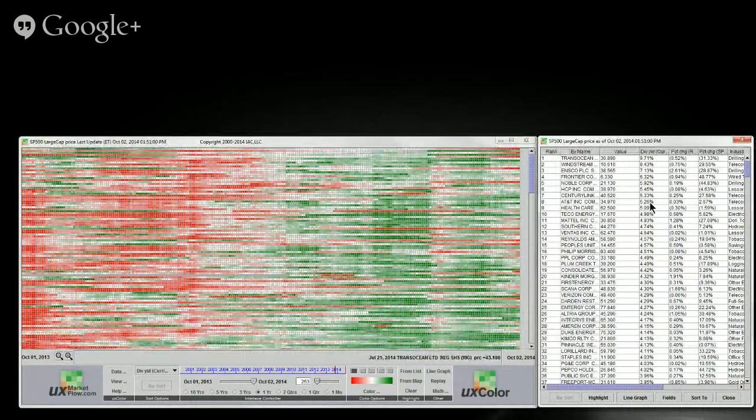So that's a little bit about calculating and sorting on change in time and by asset types. And I'm going to close.